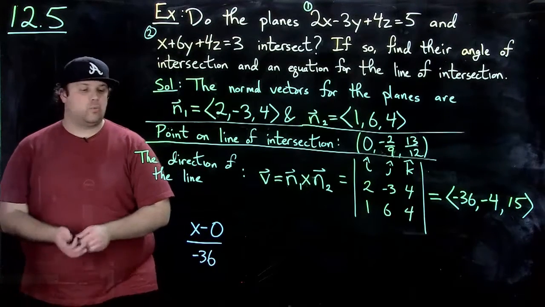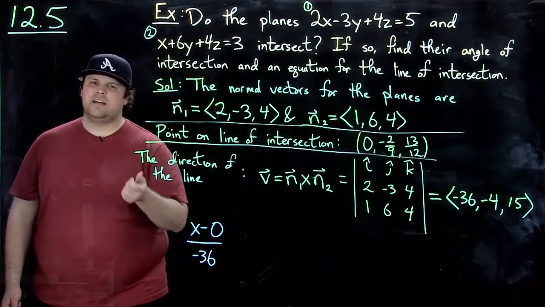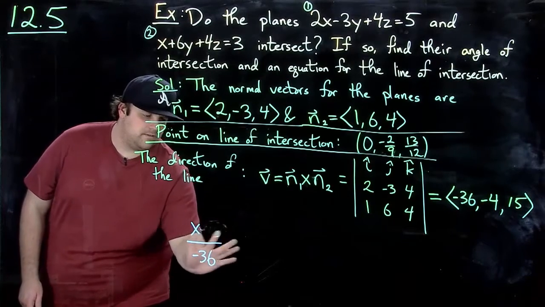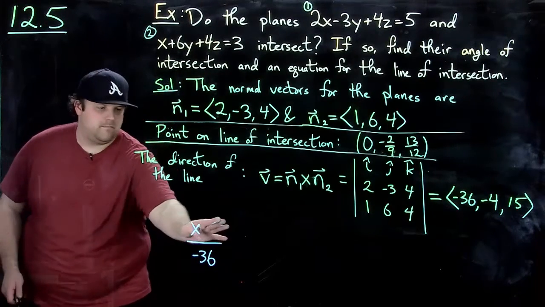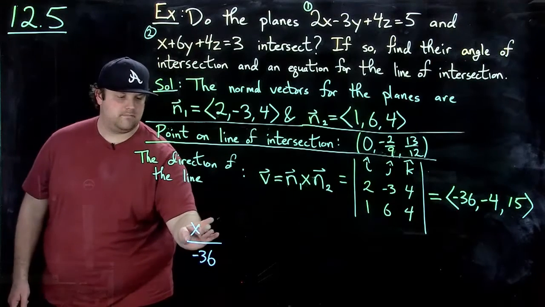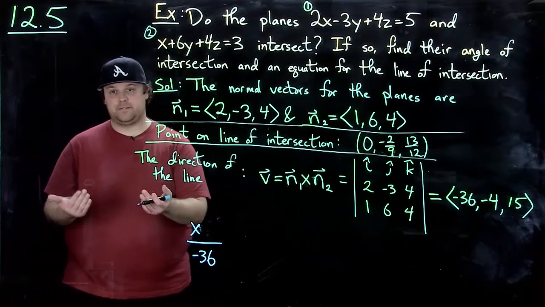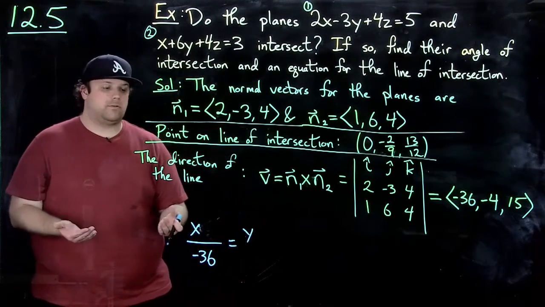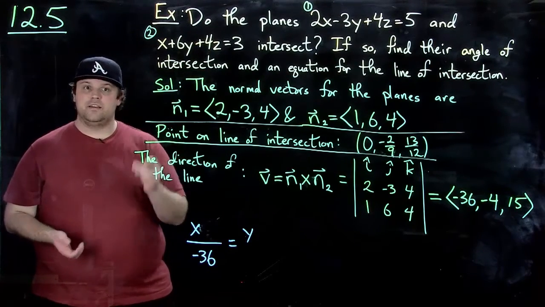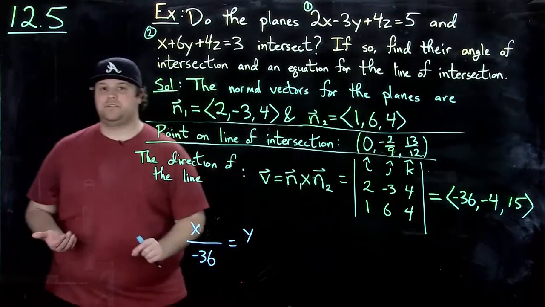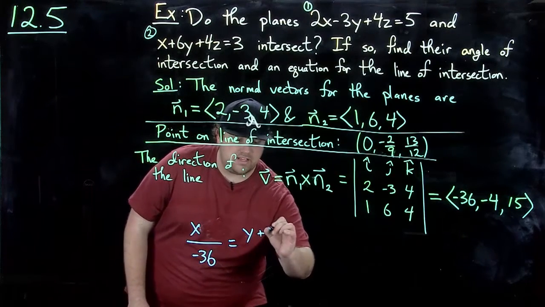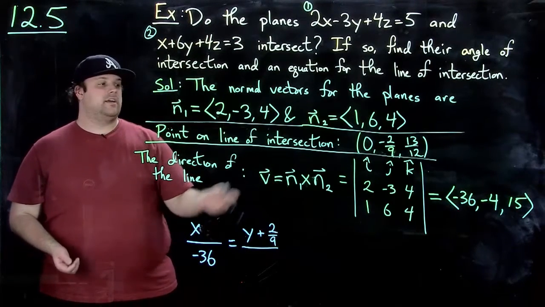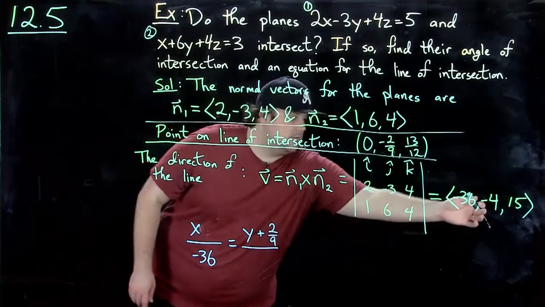We could also leave off this minus 0, and since it looks nicer, let's go ahead and do that. Let's just erase this here. And so we just end up with x over negative 36. That equals y minus the y-coordinate of some point on the line. In this case, we're going to have y minus negative 2/9. So that's y plus 2/9. And remember, we're dividing by the j component of the direction vector, so minus 4.